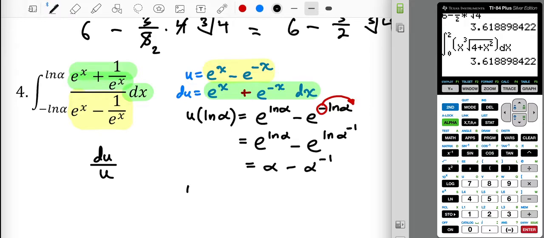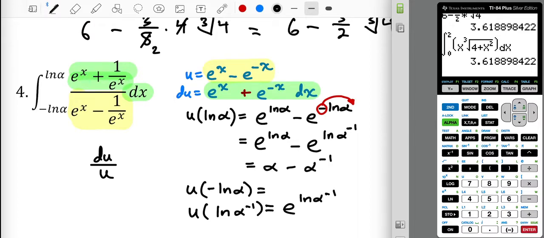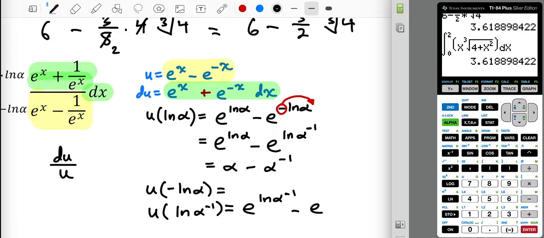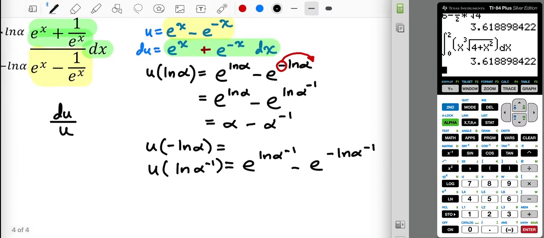Our lower bound, negative ln of alpha. Now I'm actually going to do that right off the bat here. I'm going to write this as ln alpha to the negative first, so that when I make my substitution, it's a little bit cleaner. So e to the ln of alpha to the negative first minus e to the negative ln of alpha to the negative first.